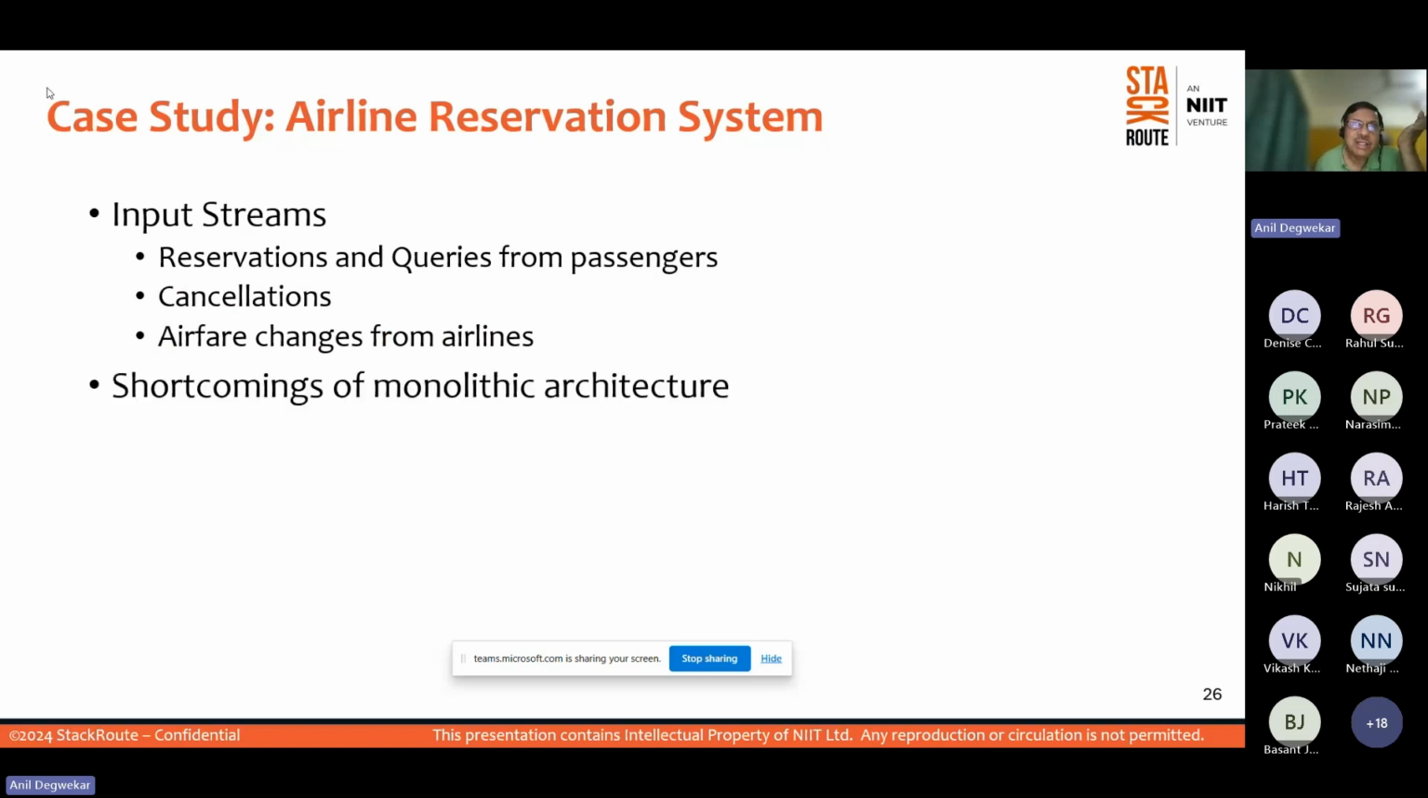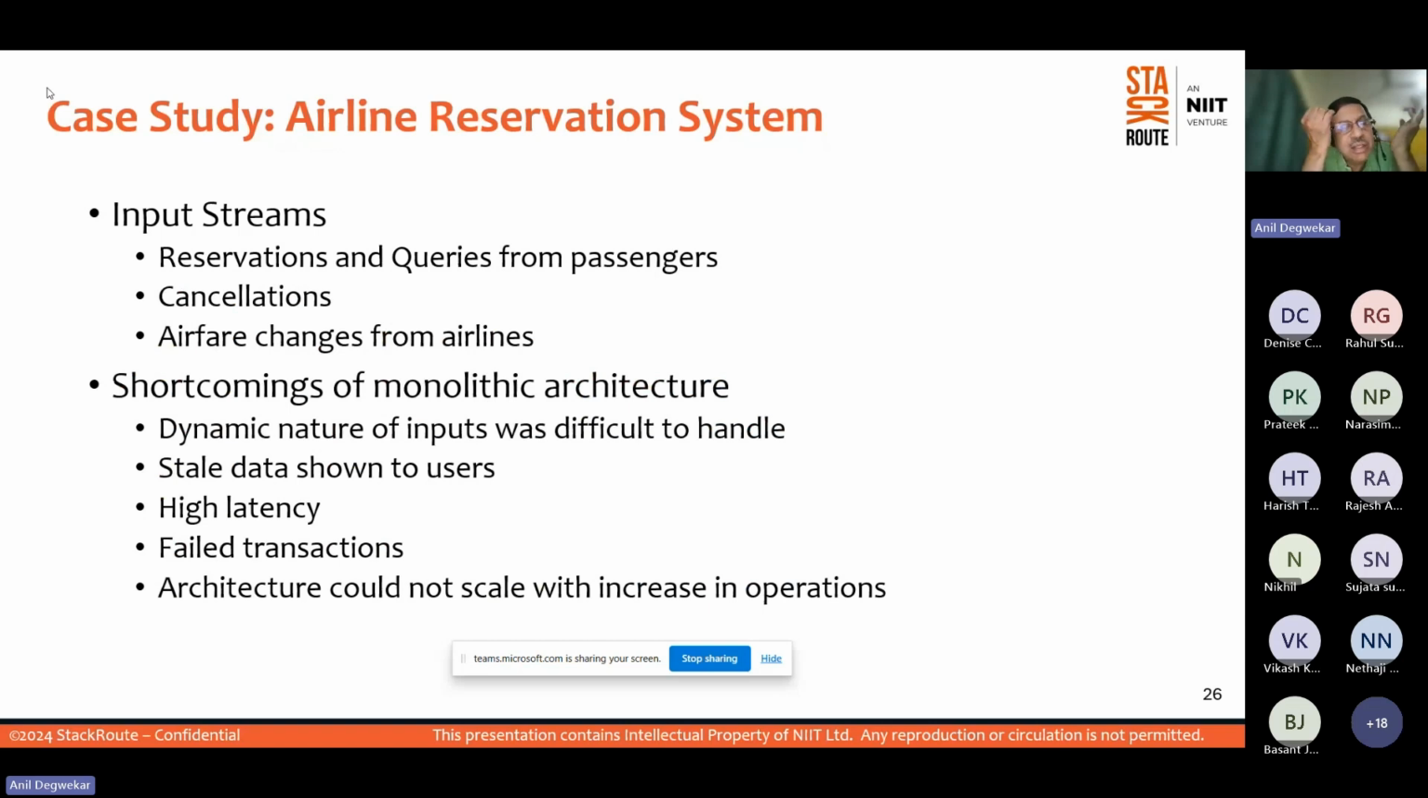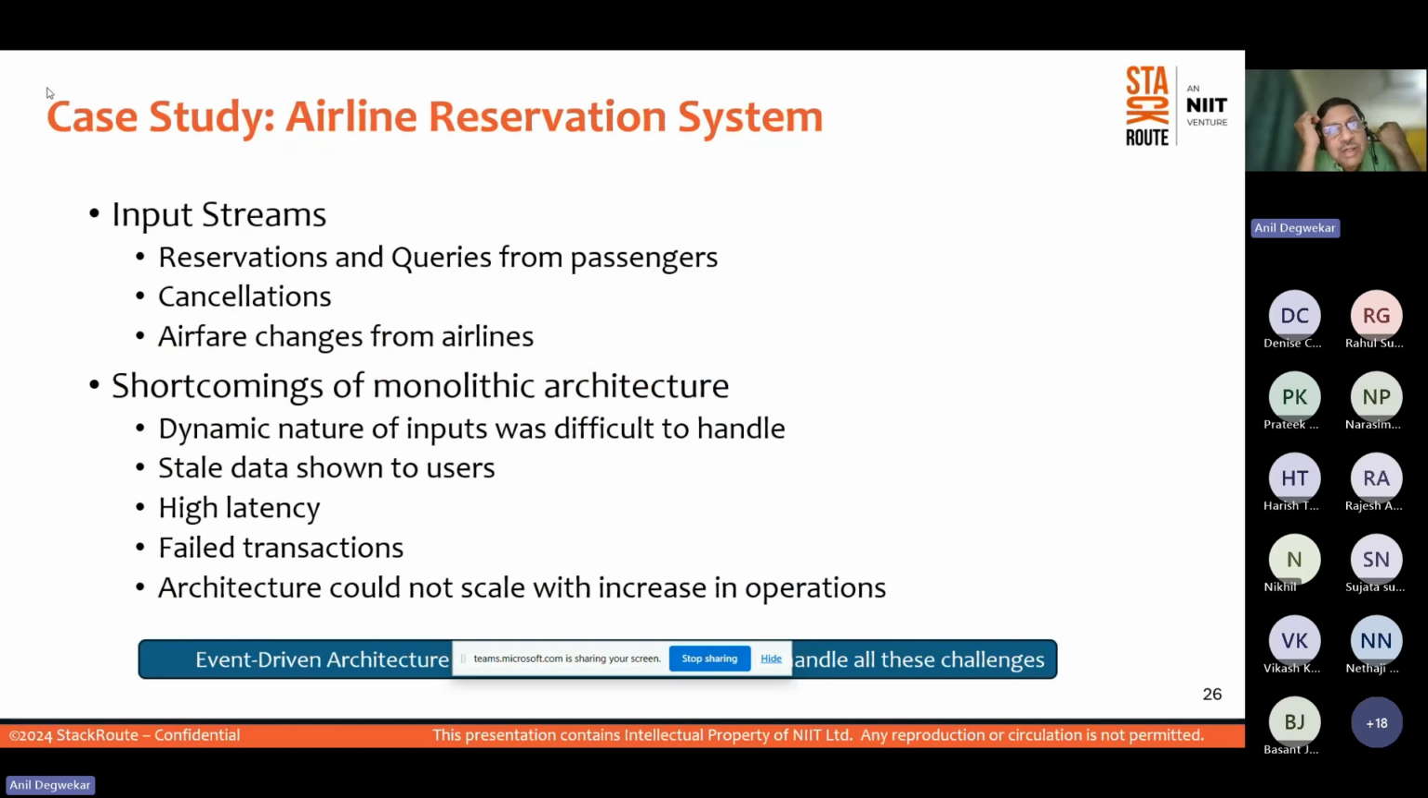They had a monolithic architecture for reservations. It wasn't able to really meet the load because of the dynamic nature of inputs. Sometimes some stale data was shown to users, sometimes the latency was very high, sometimes they had failed transactions. In general, their architecture could not scale, right? They also adopted an event-driven architecture and they were able to meet the requirements of this near real-time streaming. So these are a couple of examples of how real-life systems benefit from event-driven architecture.